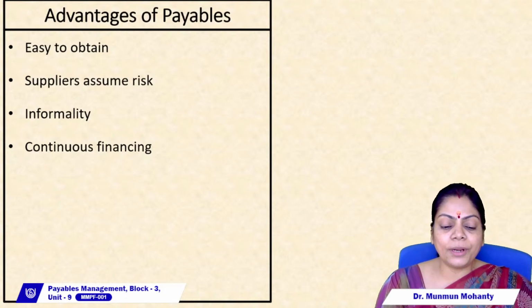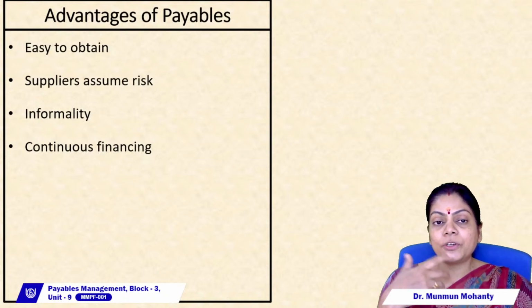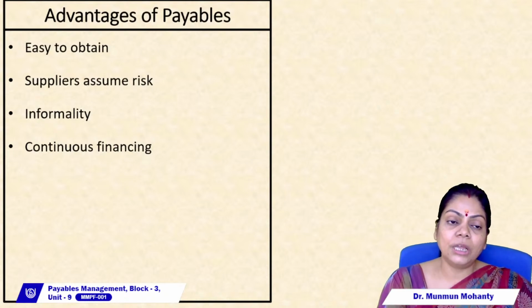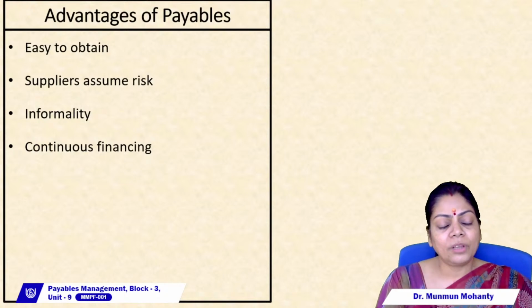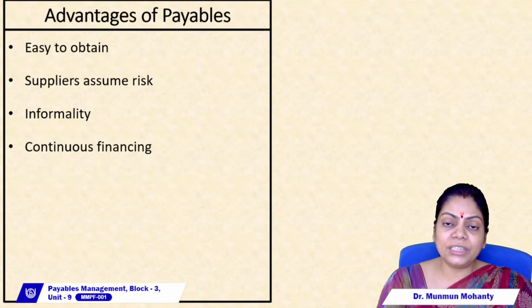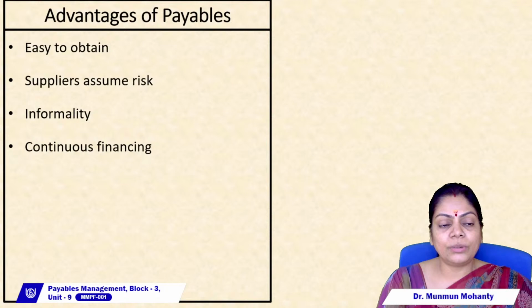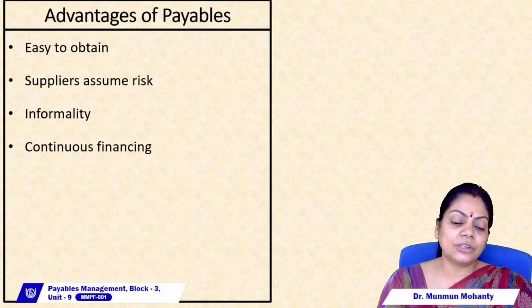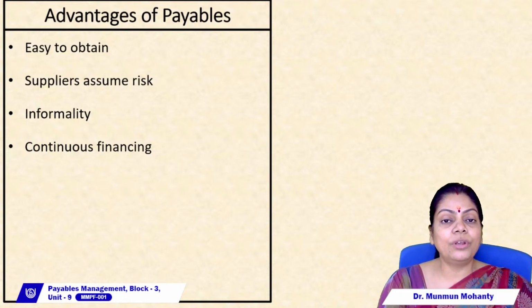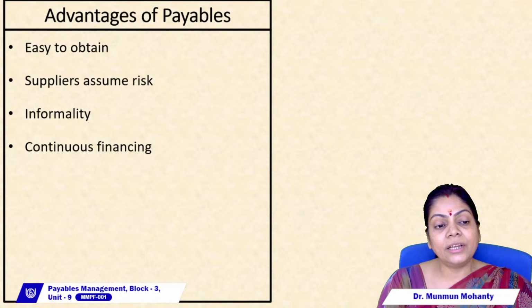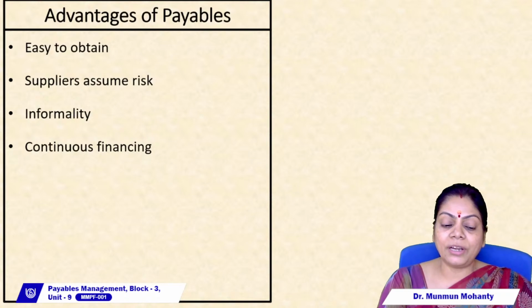It is informal. There is no rigidity in the negotiation of the terms of credit and all that. So it is quite informal and easy to arrange. And the last is, this is a continuous source of financing. Just now we discussed that because the business is a going concern, the buying and selling continuously happens, and this kind of financing is continuously available to you. So that is an advantage of the payable.